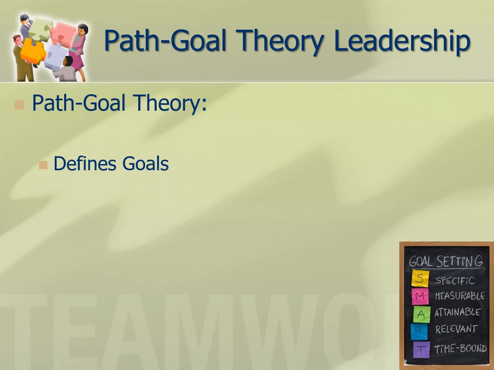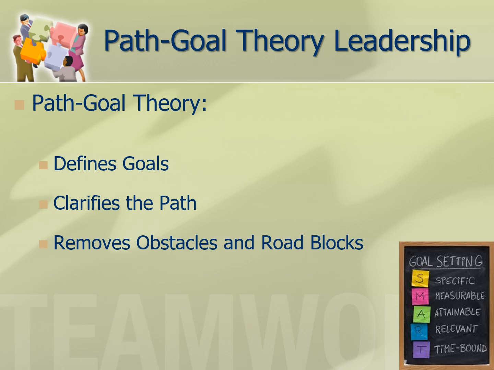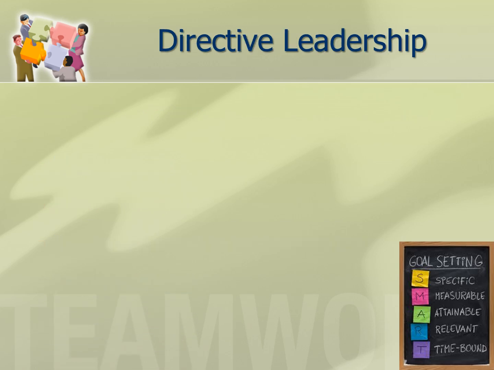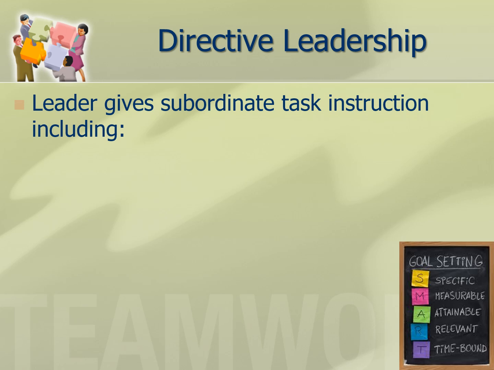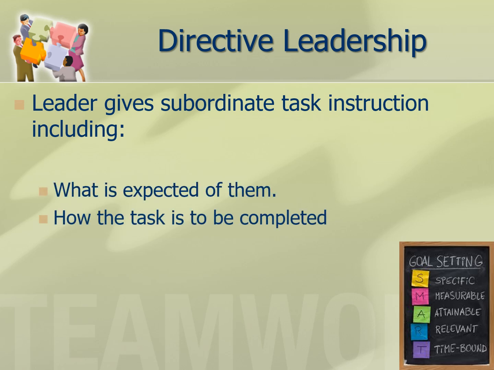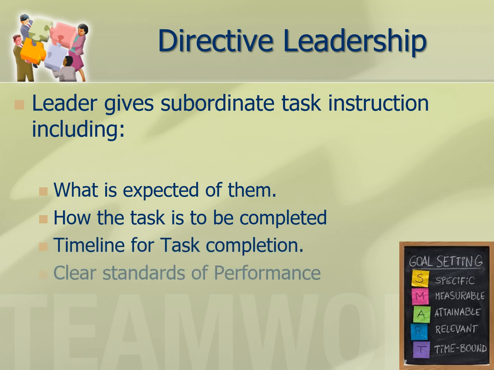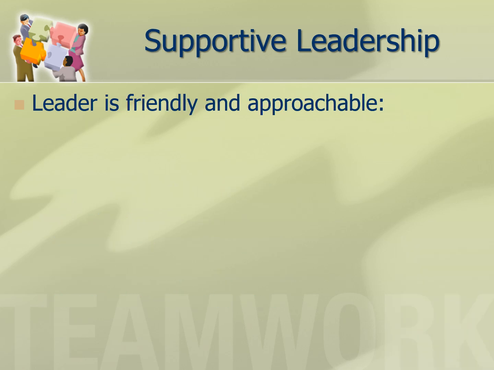The path-goal theory defines goals, clarifies the path, removes obstacles and roadblocks, provides support, and with directive leadership, the leader gives subordinates task instruction including what's expected of them, how the task should be completed, the timeline for the task completion, and clear standards of performance, as well as clear rules and regulations.